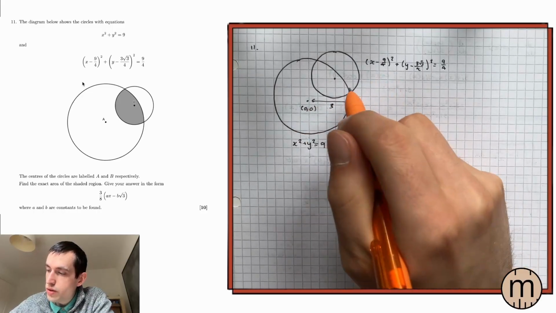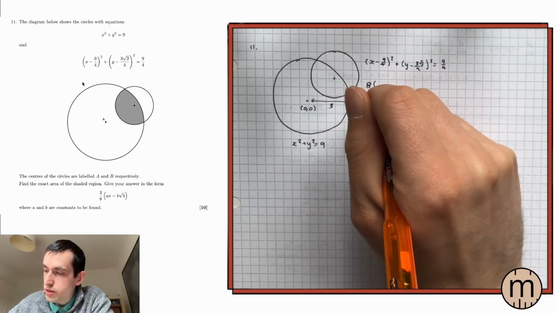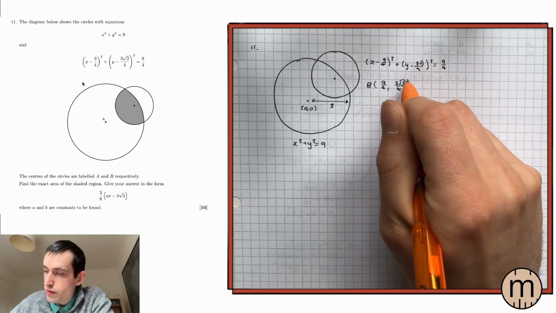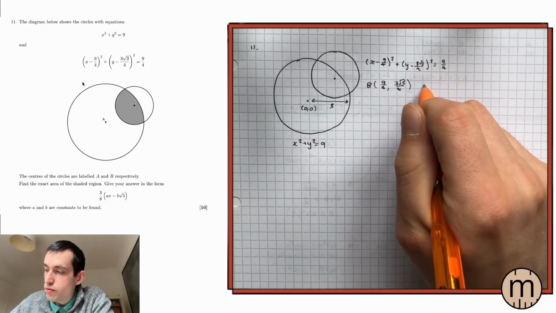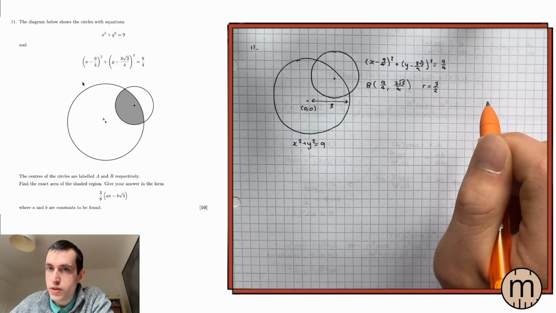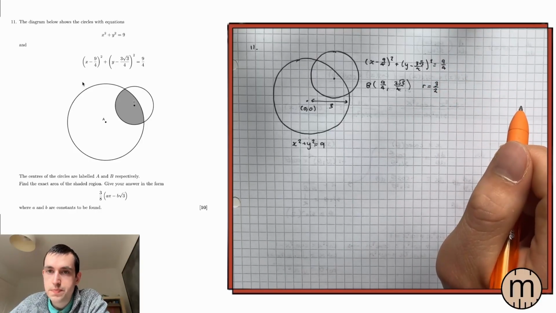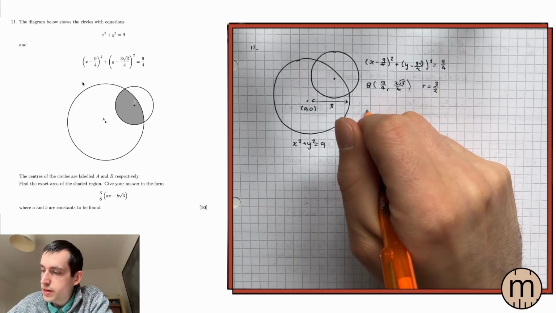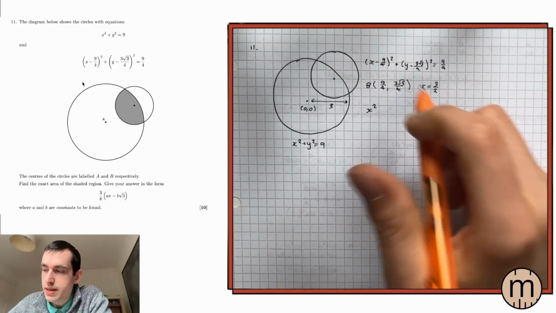It tells us also that the centre of the second circle, which is B, is (9/4, 3√3/4). And it tells us that the radius of circle B is the square root of this, which is 3/2, so half the size. First of all, we probably want to find the points of intersection, and we can't do much without expanding that bracket.